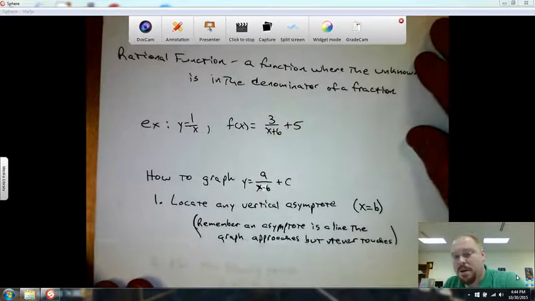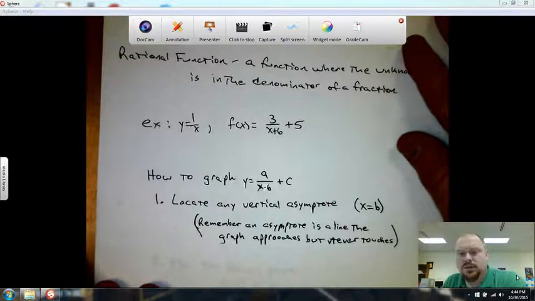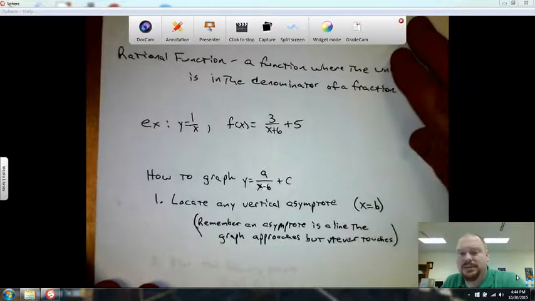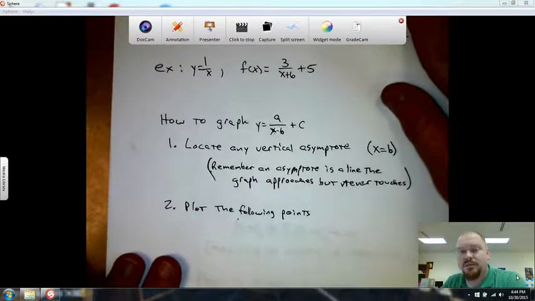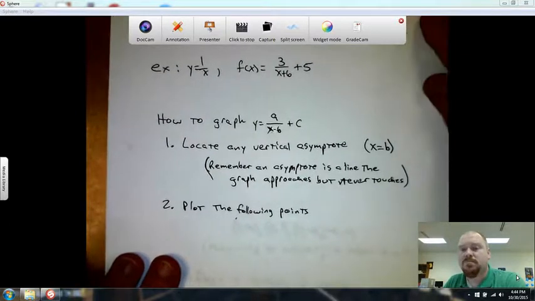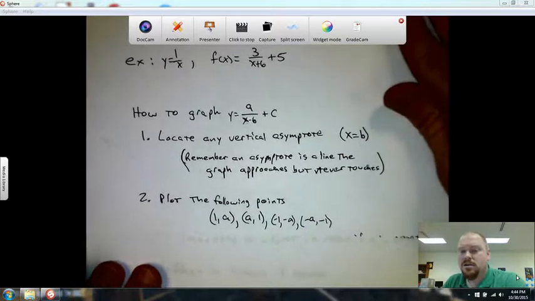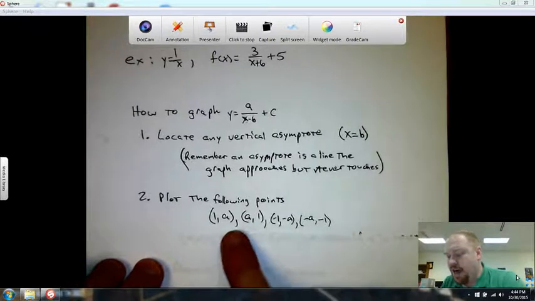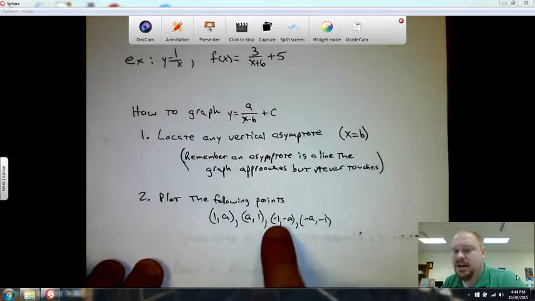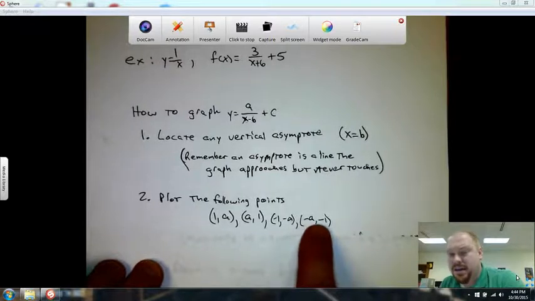Okay, remember we have an asymptote because that is where the function is undefined. Okay, so once we know where that is, then I'm going to plot a few points. These are our guide points. These are what we're going to use to actually draw the shape. Okay, those points are (1, a), (a, 1), (-1, -a), and (-a, -1).